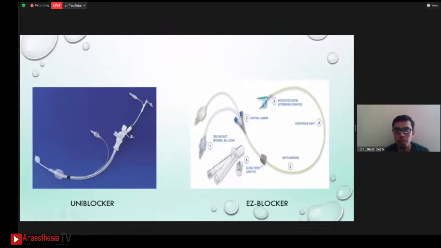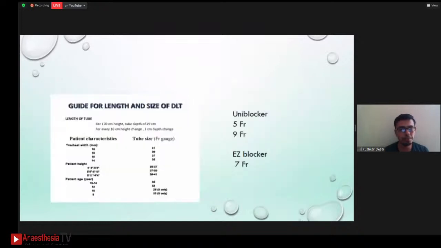If you are using the Uniblocker, you should lubricate it so that it goes smoothly. Just avoid lubrication over the balloon part, because it might dislodge during placement. The position of the tip of the blocker should be around 2 centimeters below the carina. After positioning, we should always confirm it with fiber optic bronchoscopy.